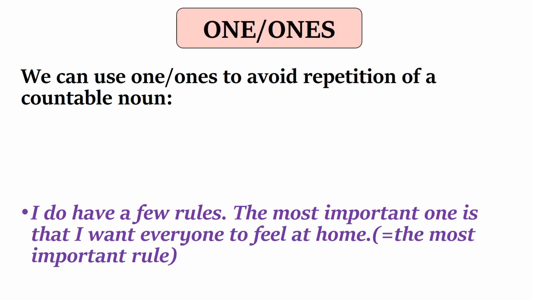We can use one or ones to avoid repetition of a countable noun. I do have a few rules. The most important one is that I want everyone to feel at home. The most important rule.